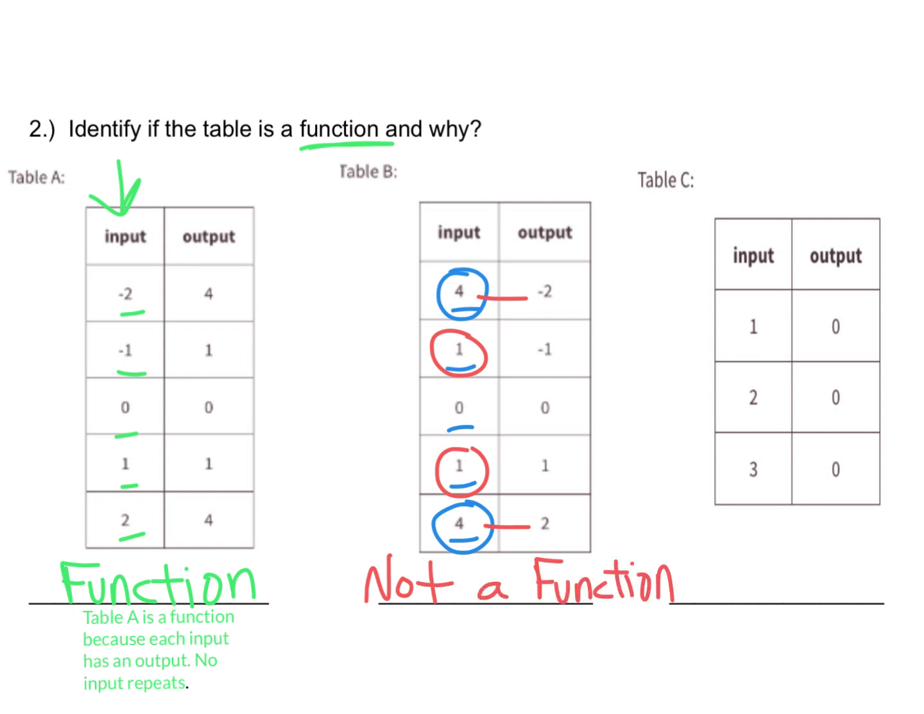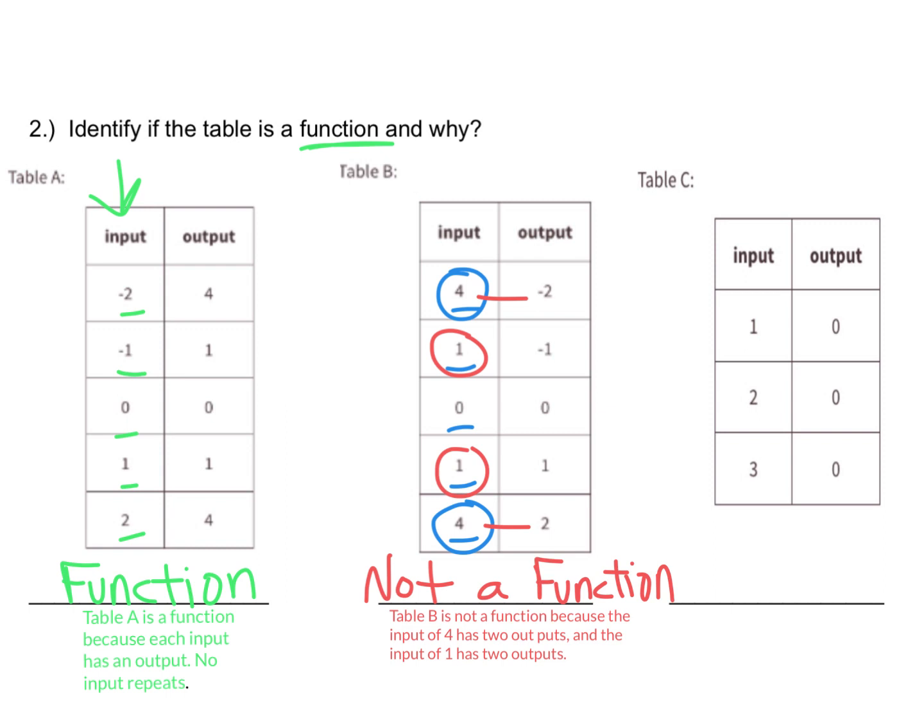And now I'm going to explain my reasoning. Okay, so I said for table B, it's not a function because the input of 4 has 2 outputs and the input of 1 has 2 outputs. So not a function.